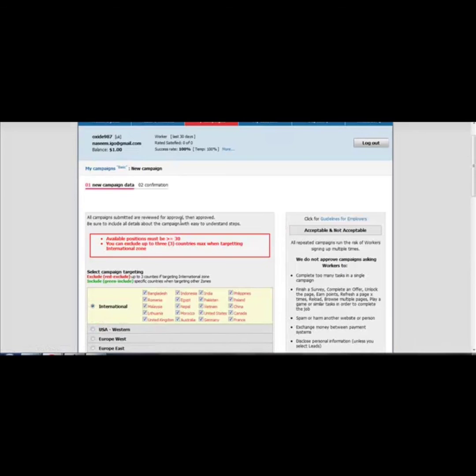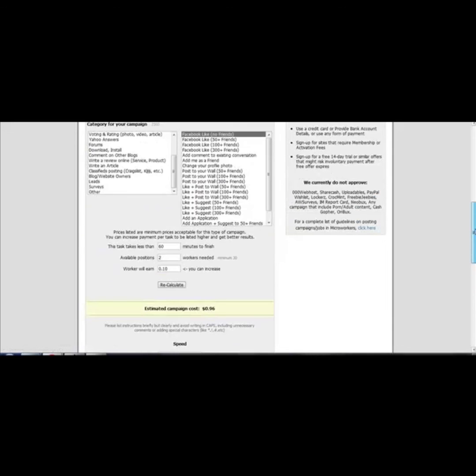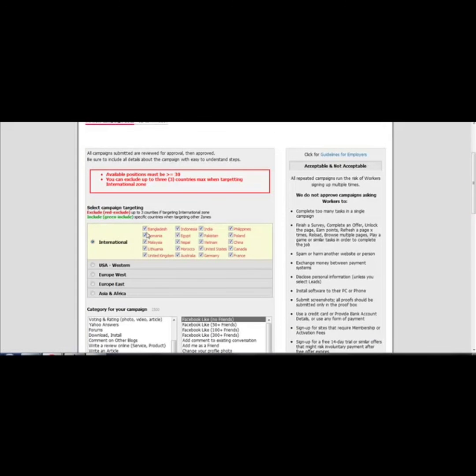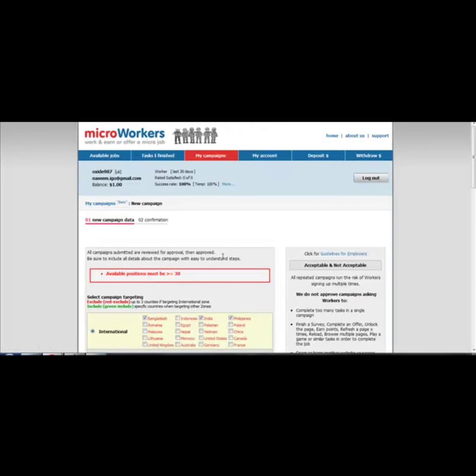Okay, and then what you need to do is just go through this. I can only select 3 countries from here, so I'm going to target people from countries such as the Philippines, India, and Indonesia, or Bangladesh, because these people are very hard workers, and you're going to get a lot of people applying from those positions.